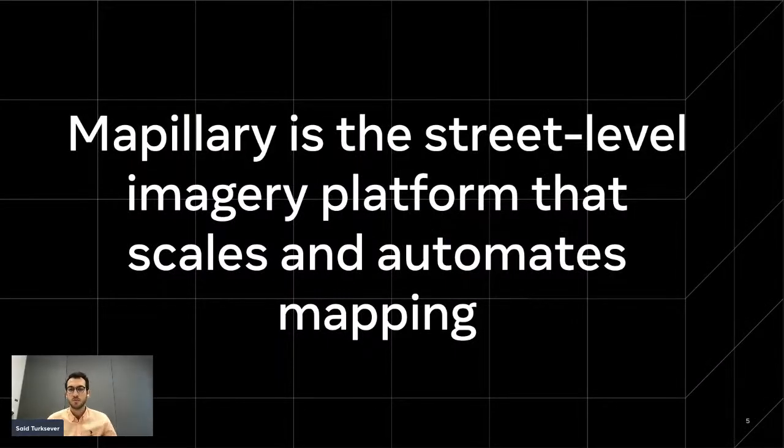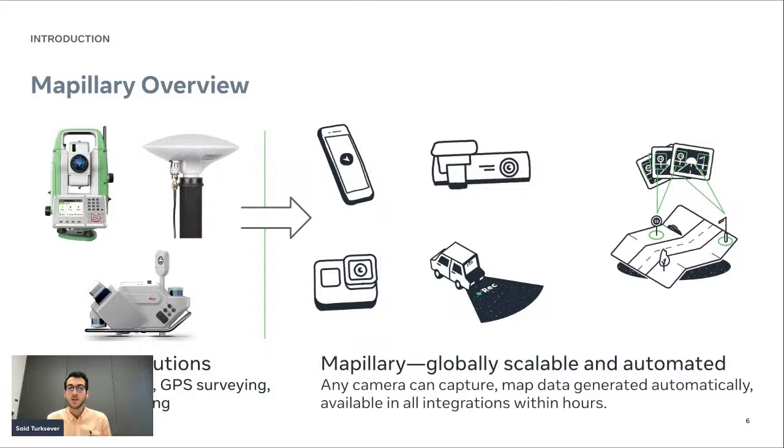Mapillary is a street level imagery platform that scales and automates mapping. What does it really mean? Let's go back a little to the traditional way of generating map data. Map data collection is time consuming. There are total stations, GPS surveying, and other mobile mapping solutions.